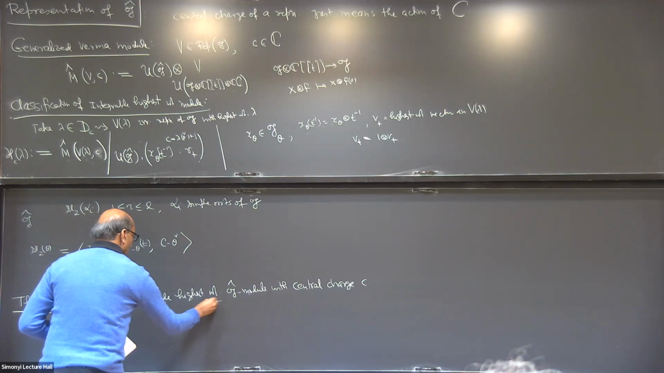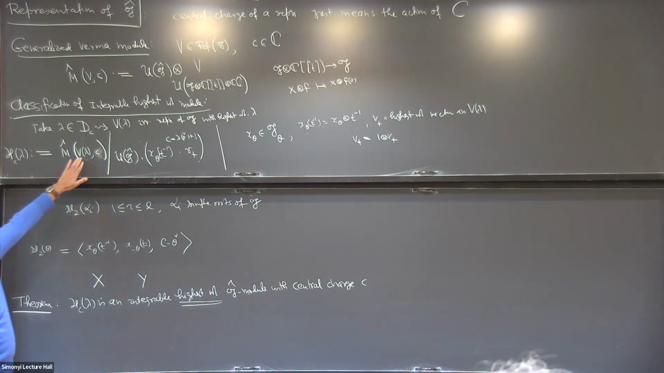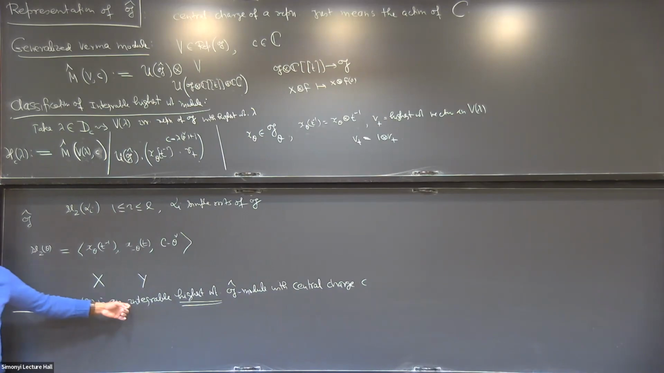Right. I mean, highest weight is clear from the definition, because this V lambda is a highest weight module for the finite G, and then we are just taking U G hat induced with that. So the highest weight part is completely trivial, but integrability does require a little bit of proof. But I will not give it.